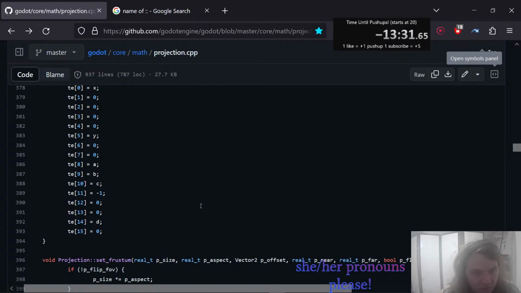TE of 0 equals x, TE of 1 equals 0, TE of 2 equals 0, TE of 3 equals 0, TE of 4 equals 0, TE of 5 equals y, TE of 6 equals 0, TE of 7 equals 0, TE of 8 equals a, TE of 9 equals b, TE of 10 equals c, TE of 11 equals minus 1, TE of 12 equals 0, TE of 13 equals 0, TE of 14 equals d, TE of 15 equals 0.